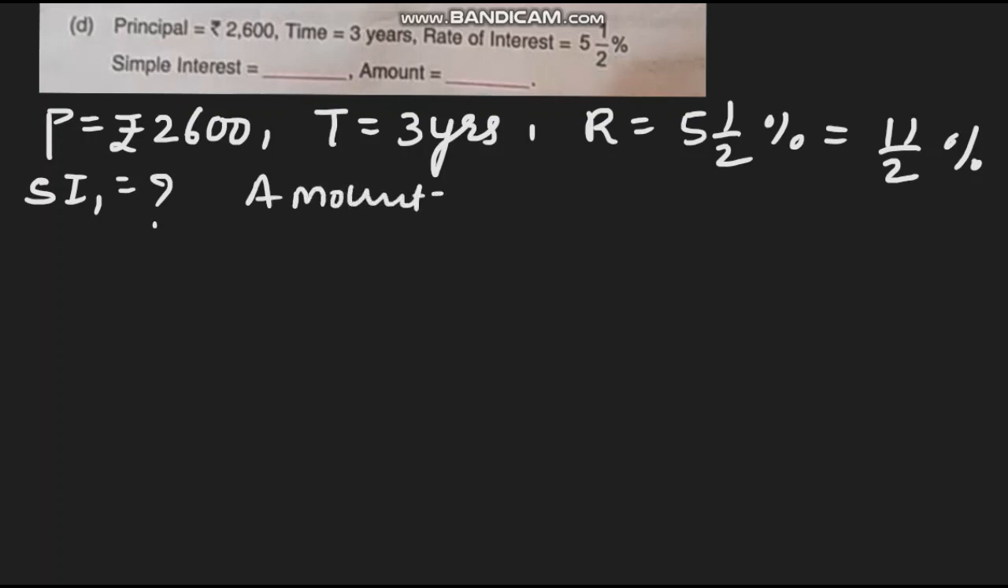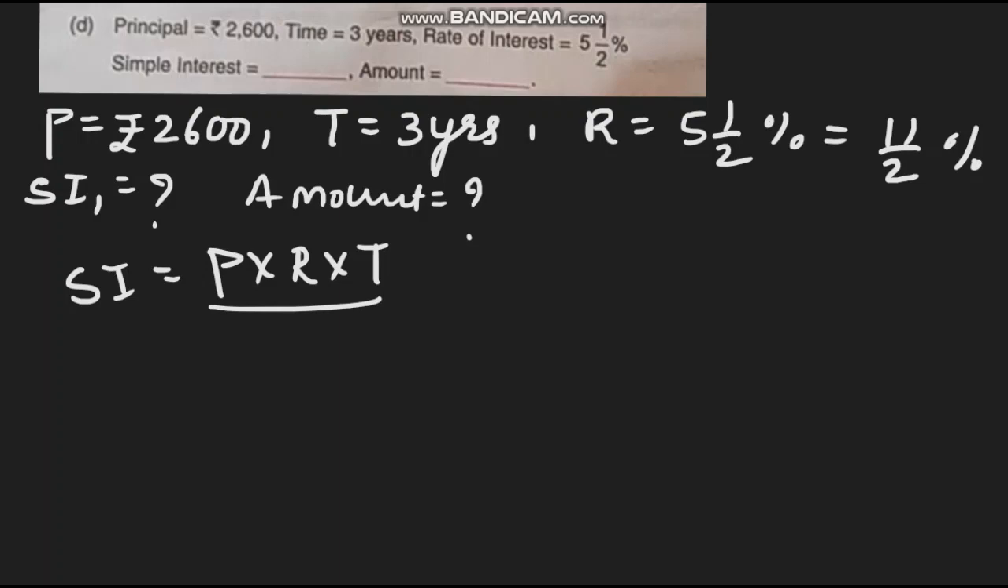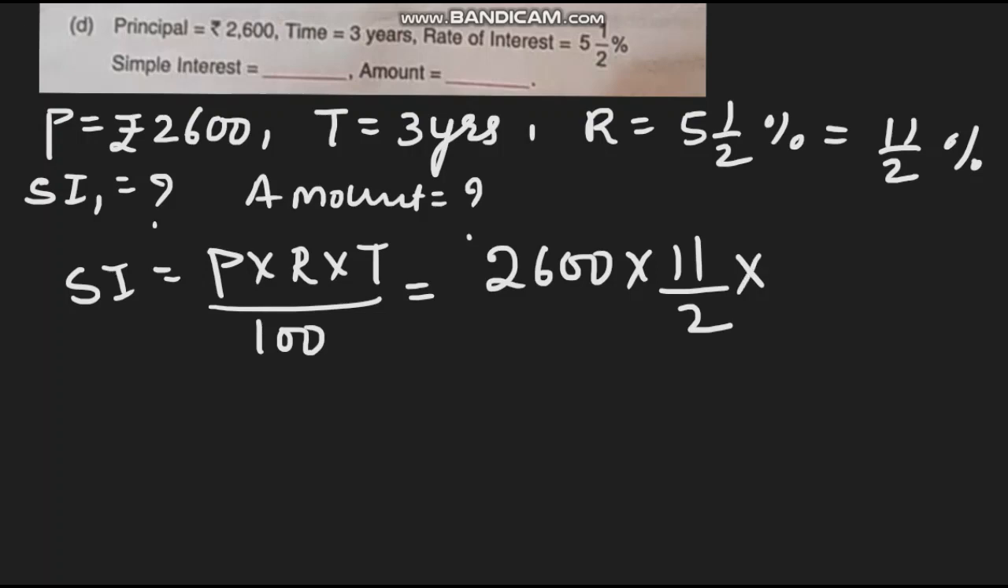Now we will begin as we have already seen in the previous questions. First we will find out simple interest. So SI will be equal to P into R into T by 100. Now substitute the values of P, R and T. The value of P is 2600. R is equal to 5 1 by 2, means 11 by 2, into time is 3 years, and this is divided by 100. Children, since this 2 is also in the denominator and 100 is also in the denominator, if you want you can write both these in the denominators.